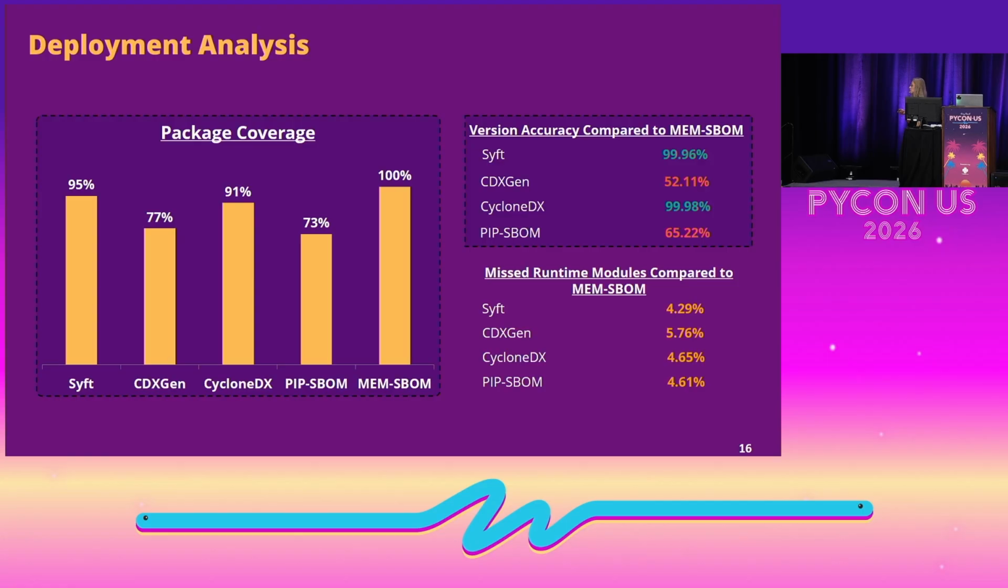And when it comes to version accuracy, Syft is good because when you use it in deployment mode, it just scans the installed version. So compared to MEM SBOM, it gives really good results. But another tool, pip SBOM for example, tries to simulate and estimate the version that might be installed on your system, not the actual one. So we've seen limitations, as I said, in version accuracy.